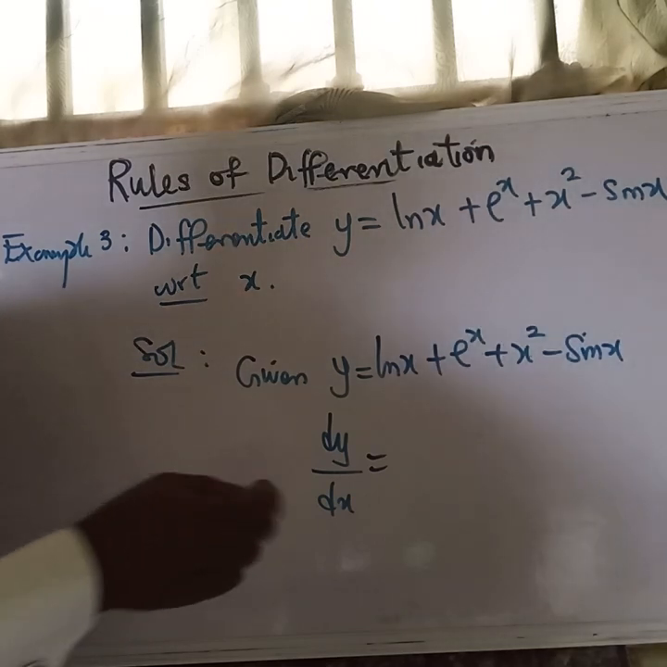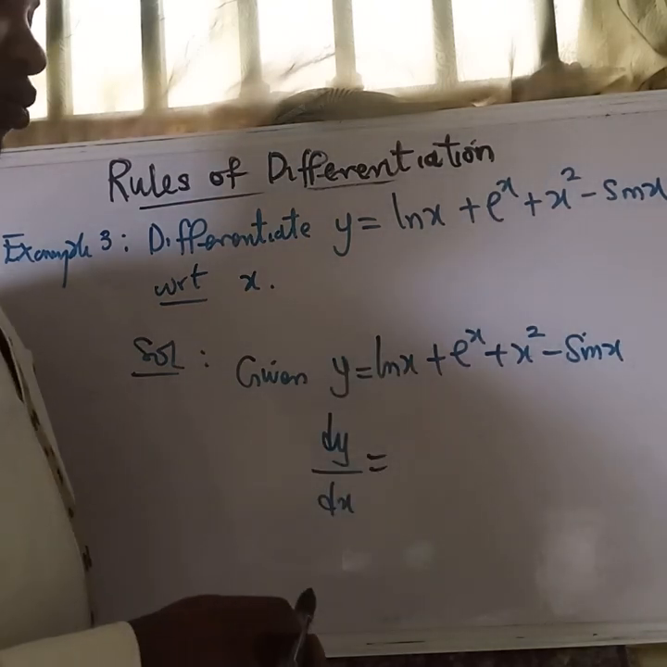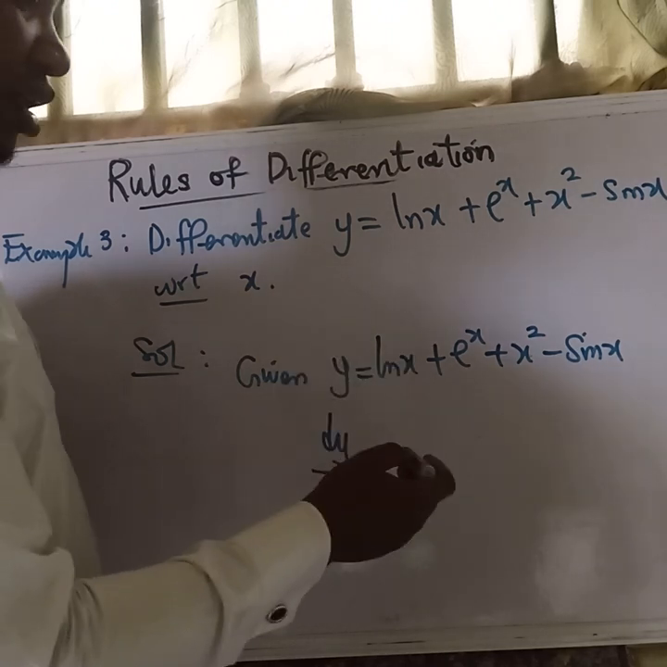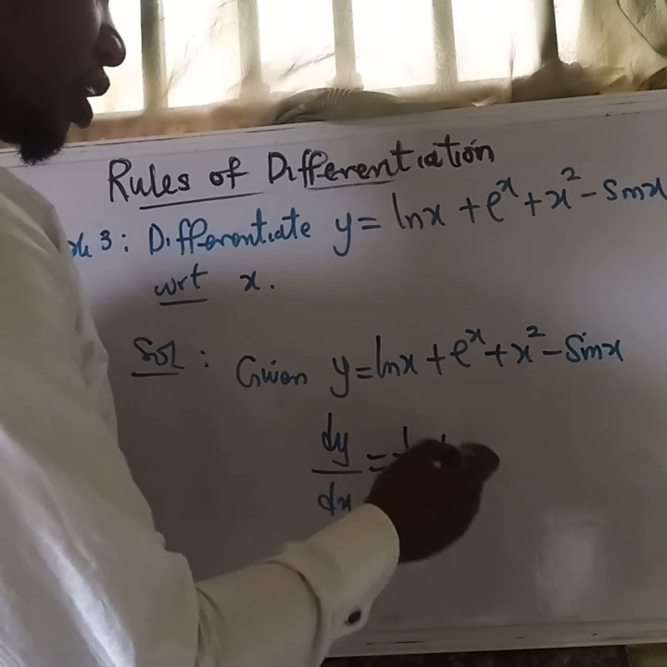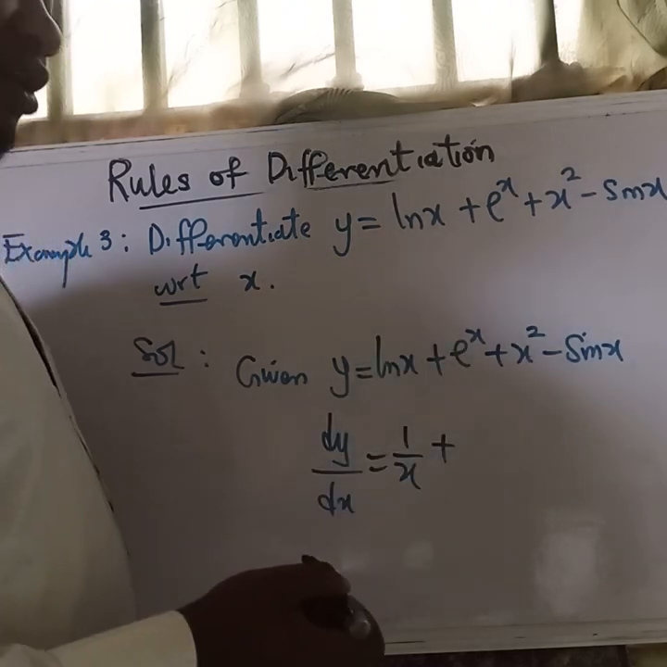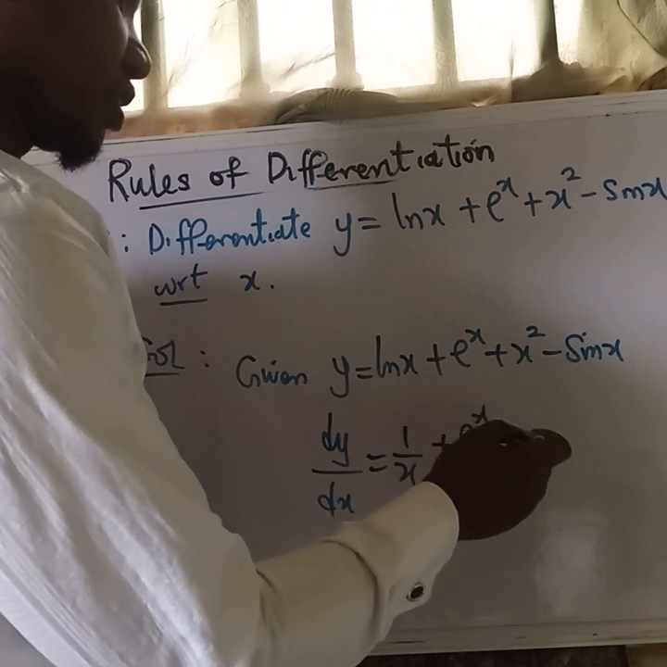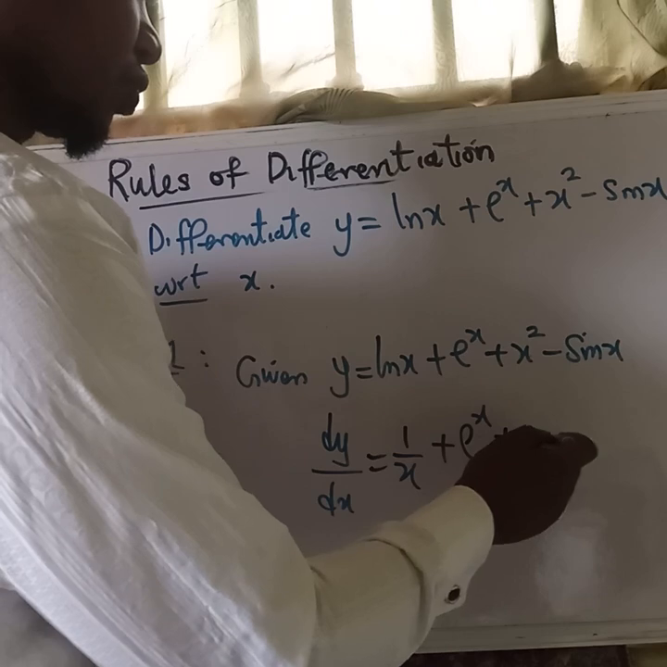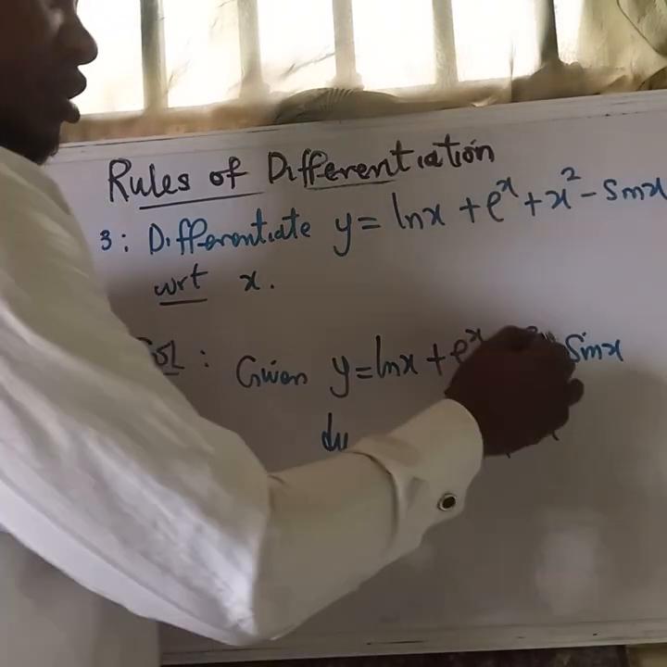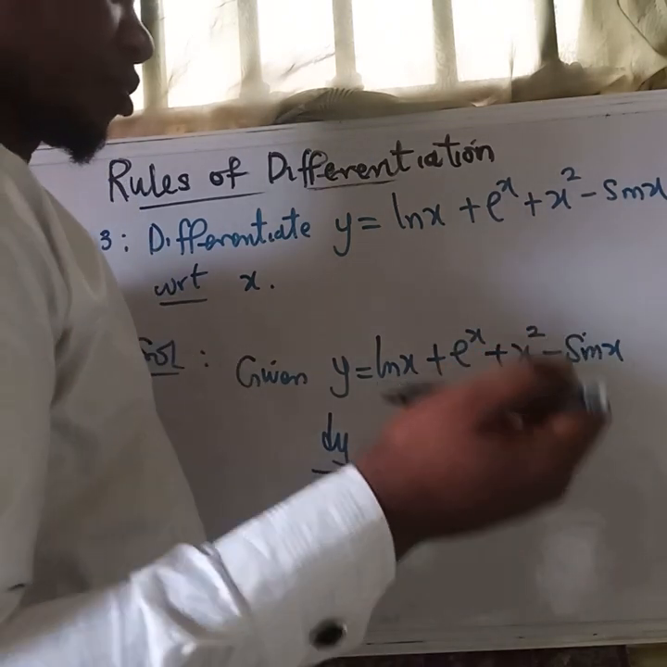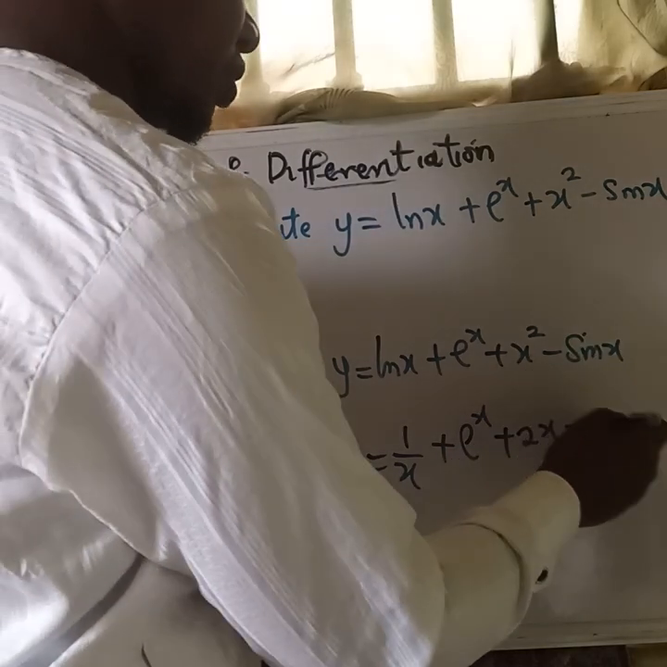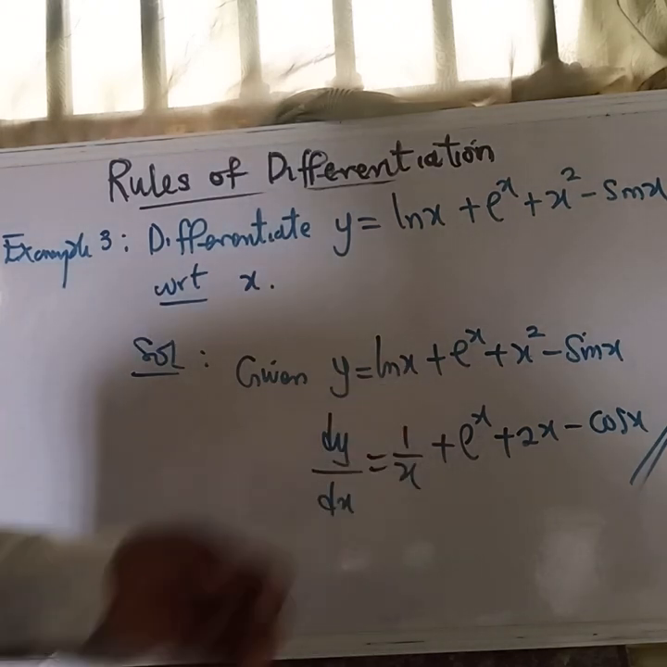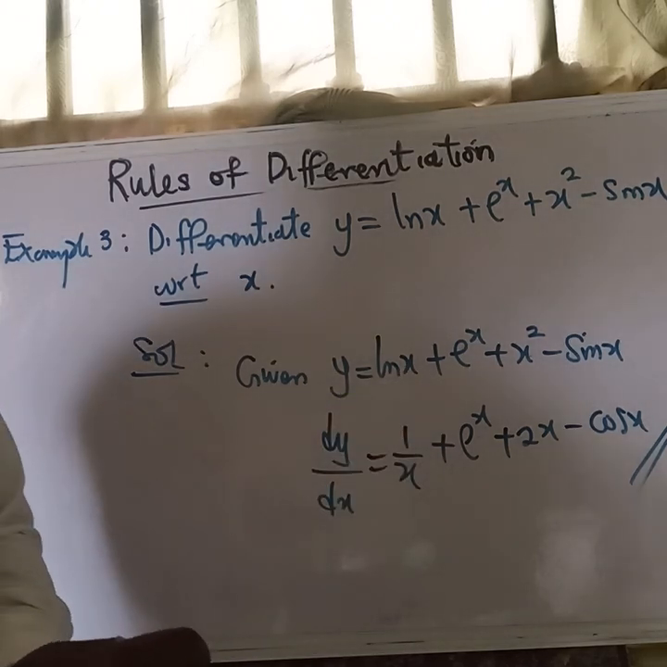For each of the functions, we differentiate them with respect to the argument. According to our previous video, the derivative of ln x is 1 over x, the derivative of exponential x is exponential x, and the derivative of this using the power law is 2x. The derivative of this, also from our previous video, we have got to be cos x. So this is the derivative of this function under the sum and difference rule.